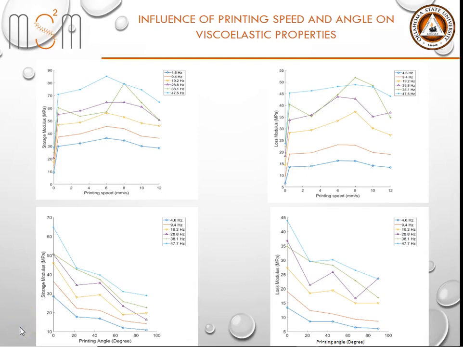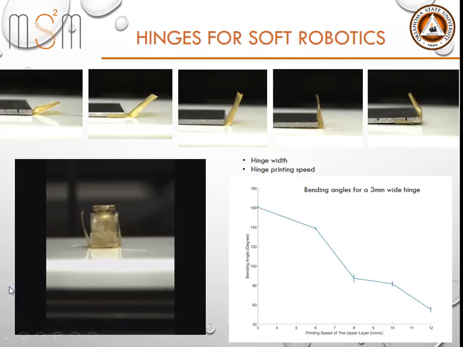In case of specimens printed at different angles, both the loss and storage modulus tend to decrease with the increase in printing angle. We attempted to use the actuation properties of 4D printed LCEs in various applications of soft robotics.